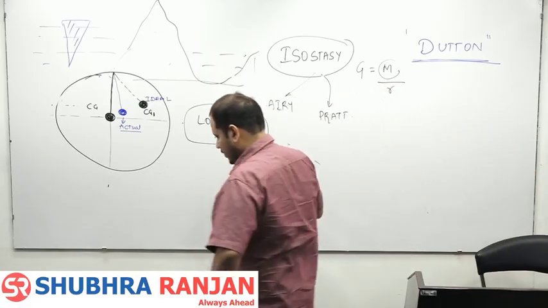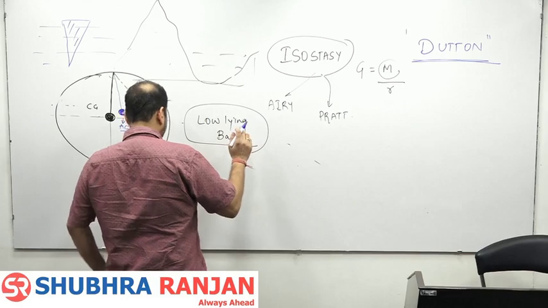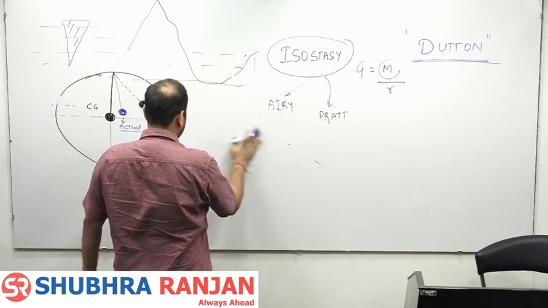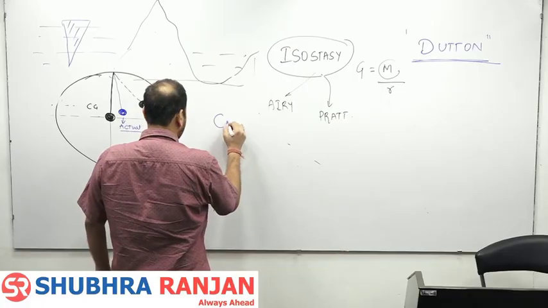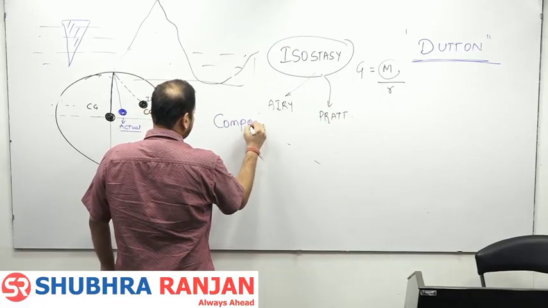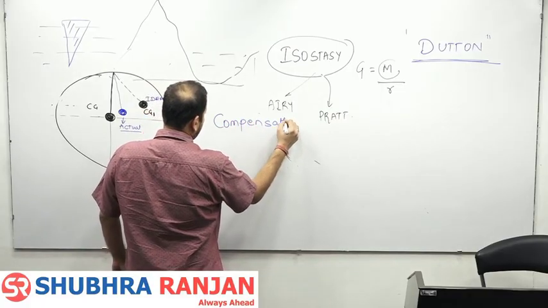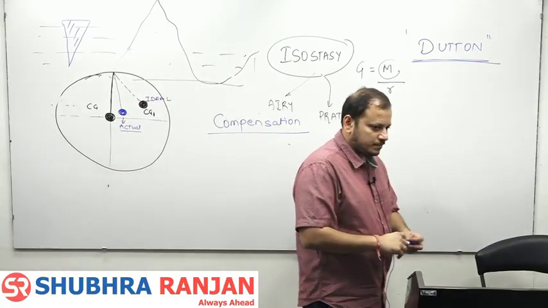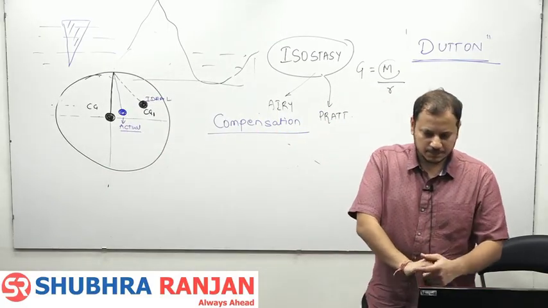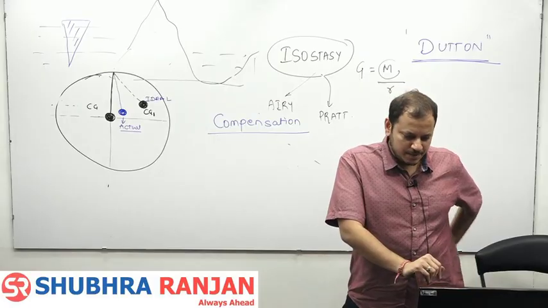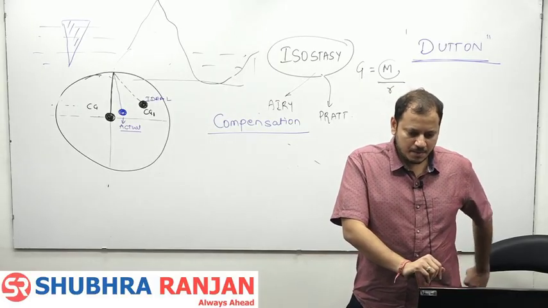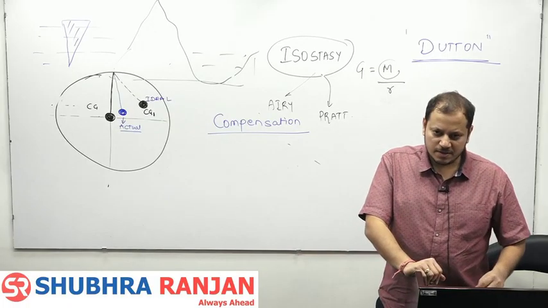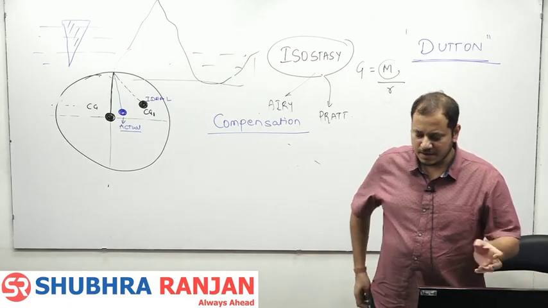This line is known as level of uniform pressure, or better known as level of compensation. Level of compensation. Fine. So this is the basic regarding the isostasy का concept.